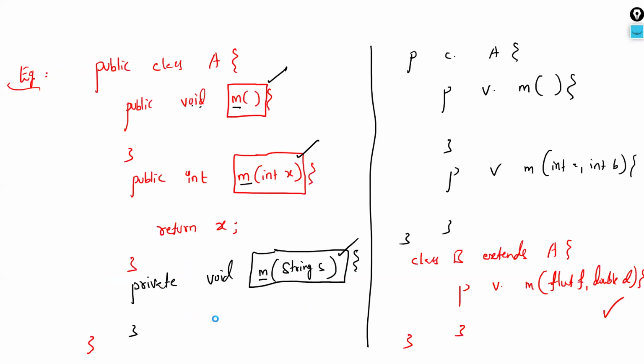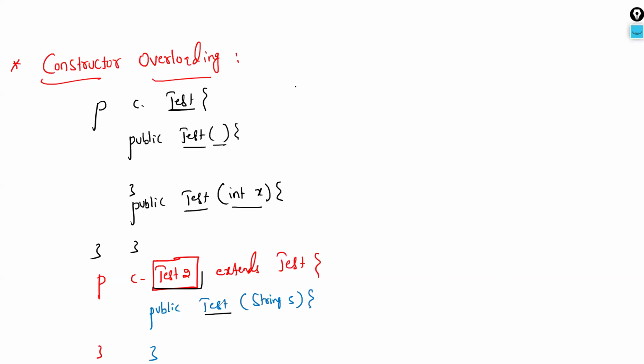So the conclusion is method overloading is possible in both parent and child class. But is constructor overloading possible? Constructor overloading is possible in the given class only, but not in the child class. Understood? Overloading means what? Same name. But is the same name possible in this class? No, the constructor name has to be the same as the current class name. How can we have a constructor name as the parent class name? That's why overloading is not possible for constructors in a child class. Within the declared class only it is possible, but not in the child class.